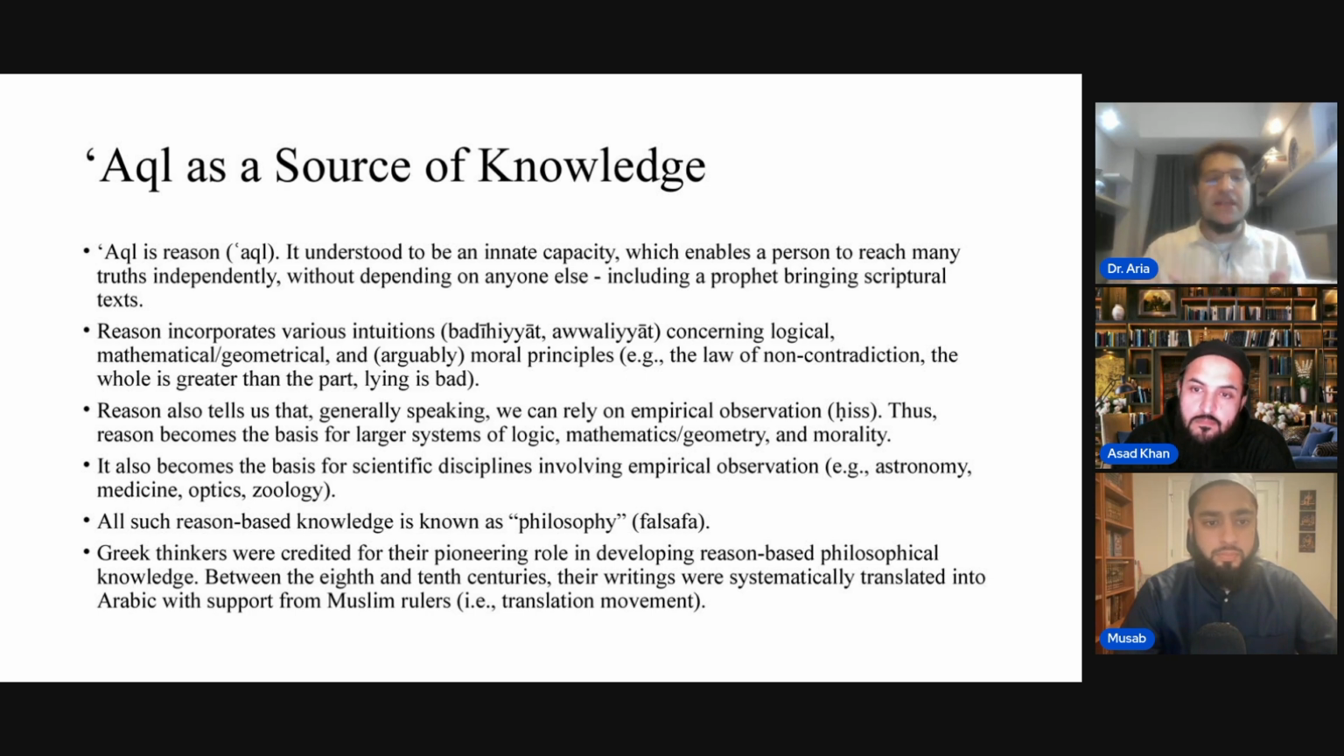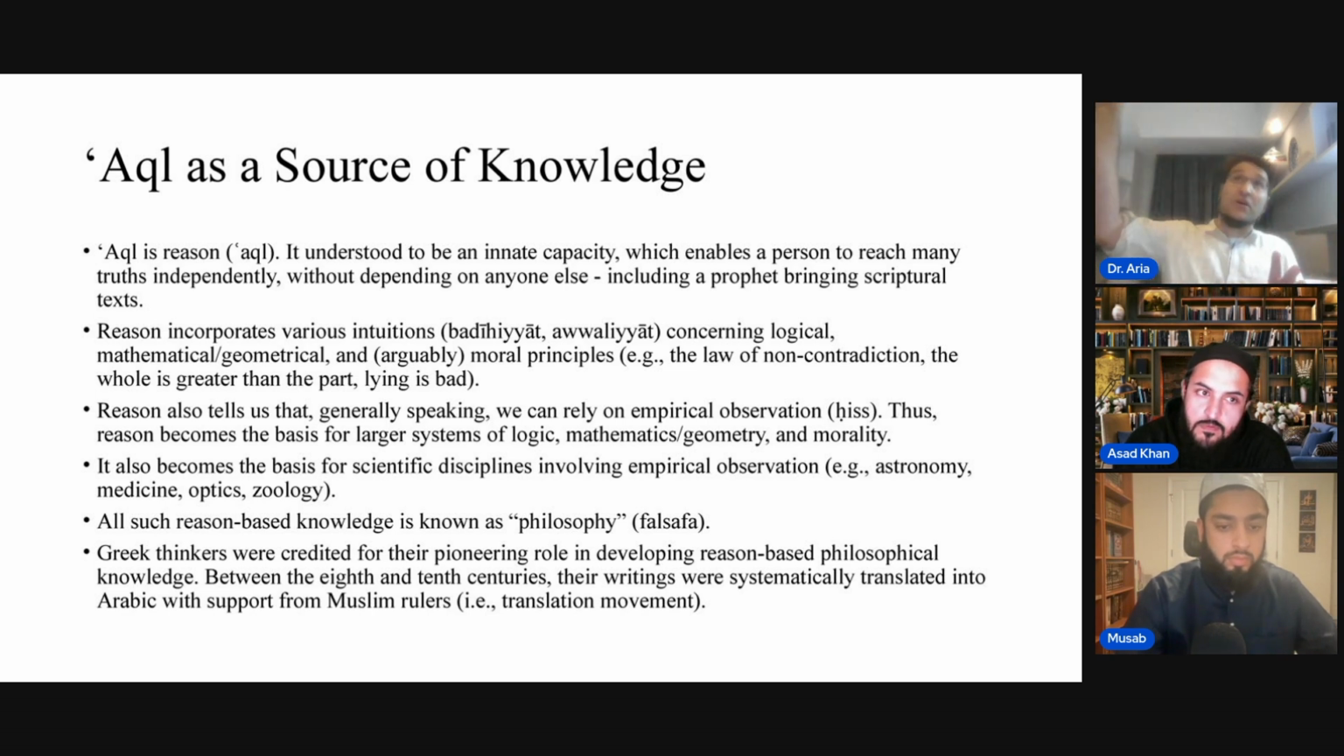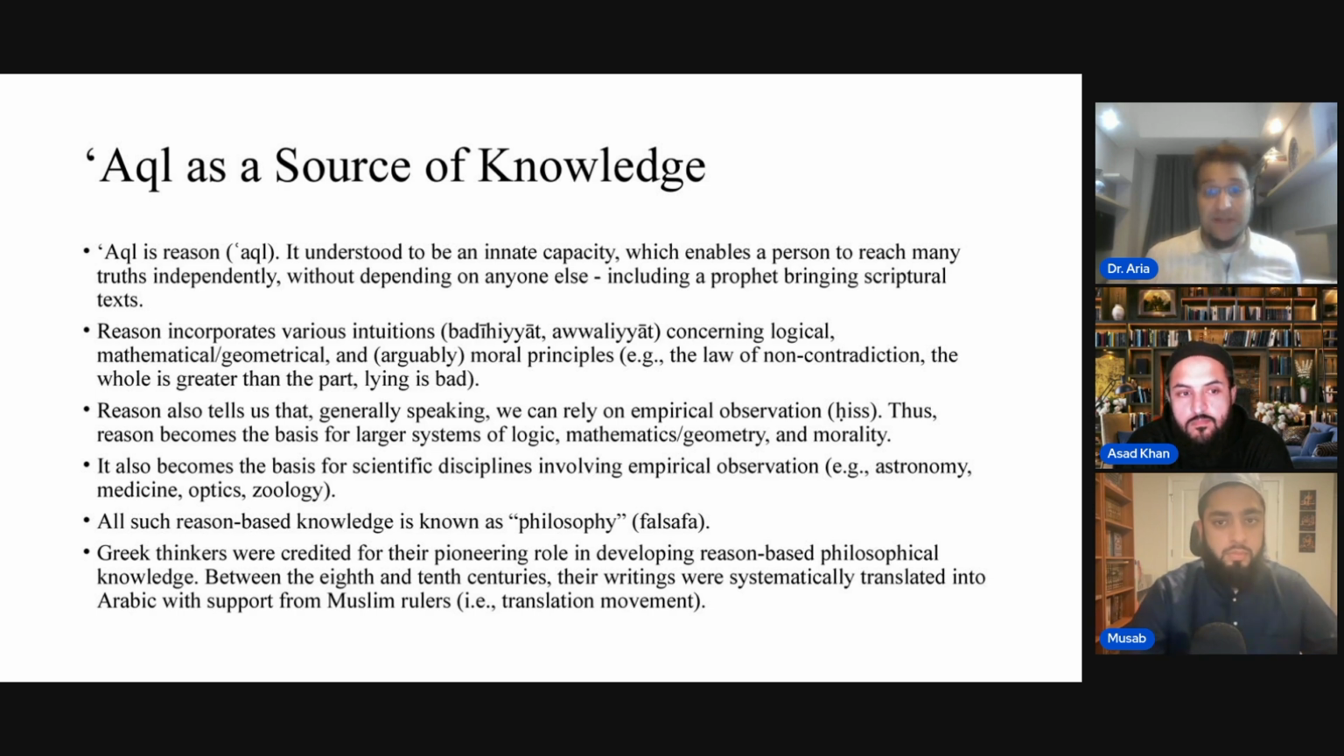So astronomy, medicine, optics, zoology. Among pre-modern Muslims, they use the term falsafa or philosophy to refer to all of the different disciplines, all of the different ulum that are based on reason alone. So, for instance, reason tells us certain things about mathematics. It tells us certain things about logic. It tells us to trust our sense perception. So when my sense perception tells me certain things about the stars based on astronomical observation, it tells me certain things about animals, like, for instance, snakes have venom that can kill you. All of this is seen as philosophy, falsafa.